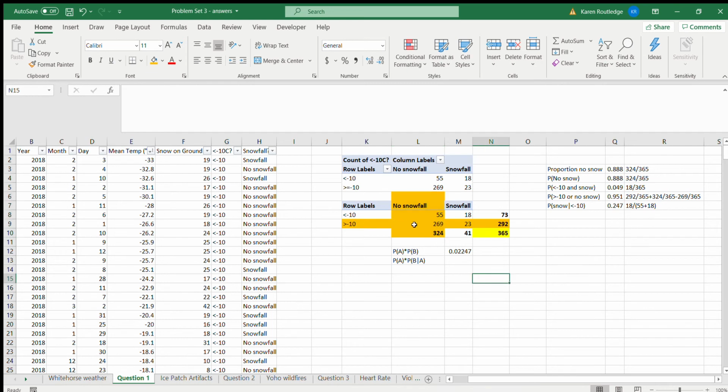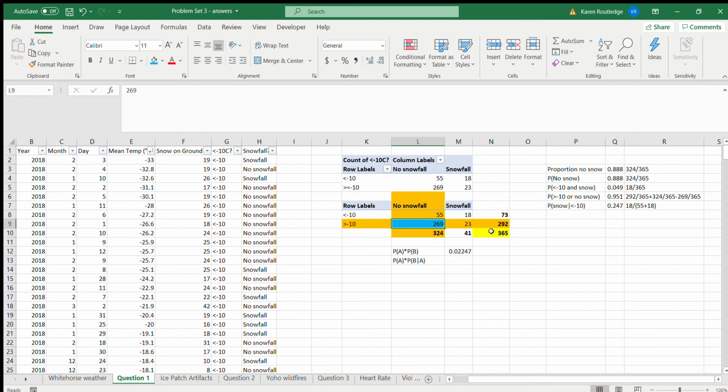Now we can see here in the table there's one cell, this one right here, that appears in both of those. So the 269, well, that's really hard to see. Let's make that light blue. That 269 was part of our count for the temperature. It's also part of our count for no snowfall. So those 269 days out of 365 are getting double counted. We have to account for that by subtracting it.